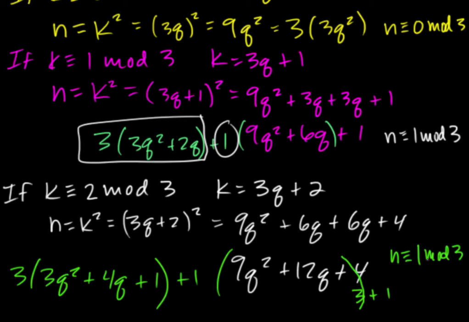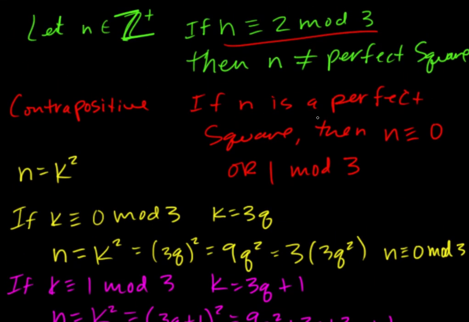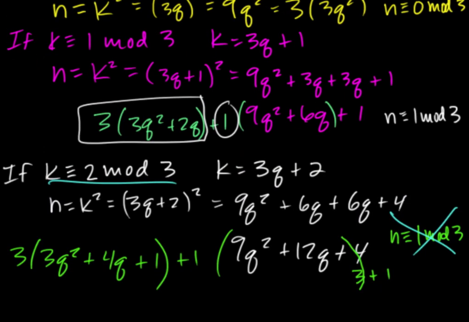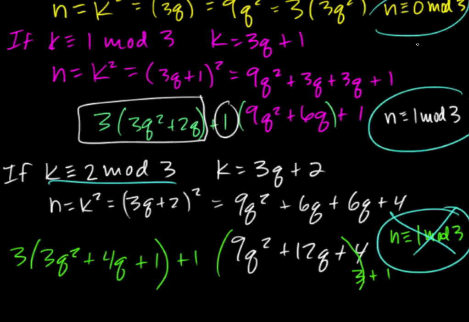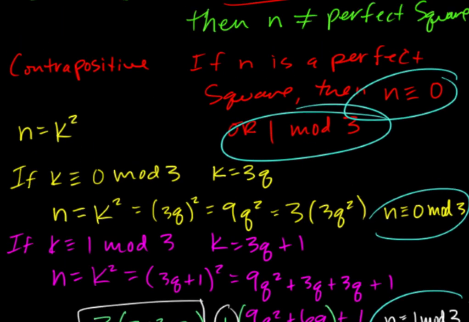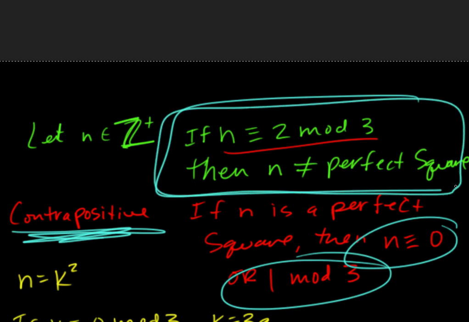So it didn't meet the criteria that we were looking for, but if you remember in the beginning, that's actually what we want. If n is a perfect square, then we should either get this or this. Oh, actually, yeah, it did get the criteria we wanted, because we got 1 mod 3, 1 mod 3, 0 mod 3. Those are the only outcomes when we plugged in a perfect square. And so since the contrapositive is true, we can now say that the original statement is true as well.